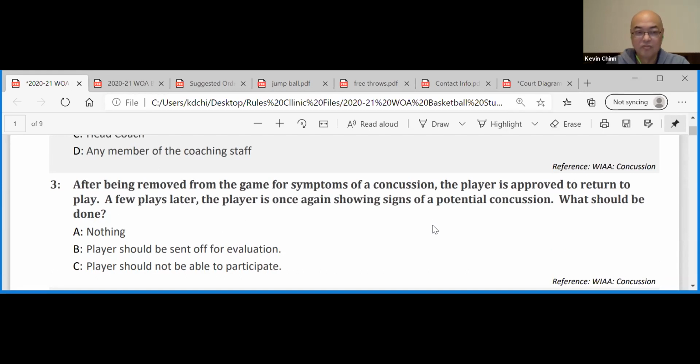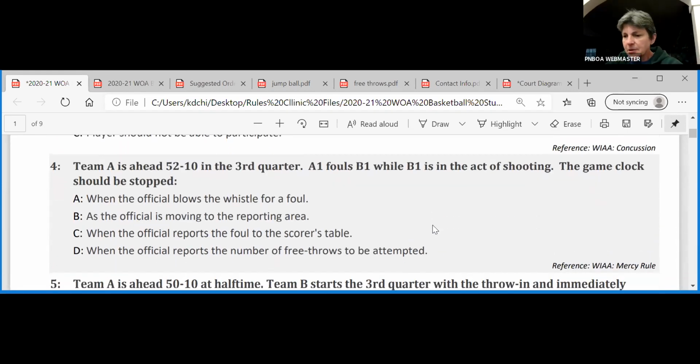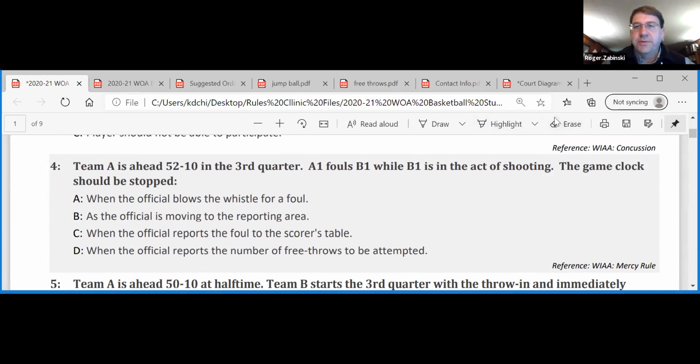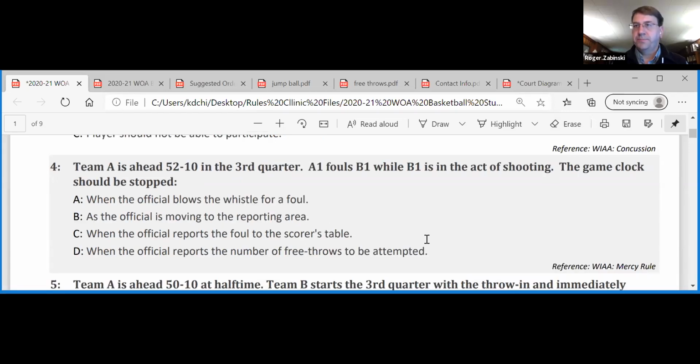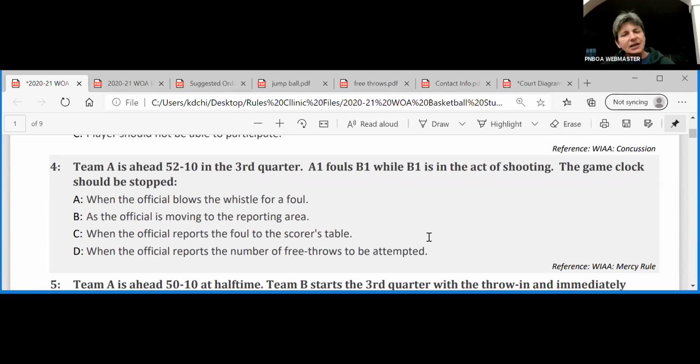Okay. Number 4, Roger. Team A is ahead 52-10 in the third quarter. A1 fouls B1 while B1 is in the act of shooting. The game clock should be stopped when the official blows the whistle for a foul. I said A. Anybody else? These are like Washington State exceptions, and they're in the front of the mechanics manual. So if you couldn't find them, that's where they're going to be. I said D because of the mercy rule.